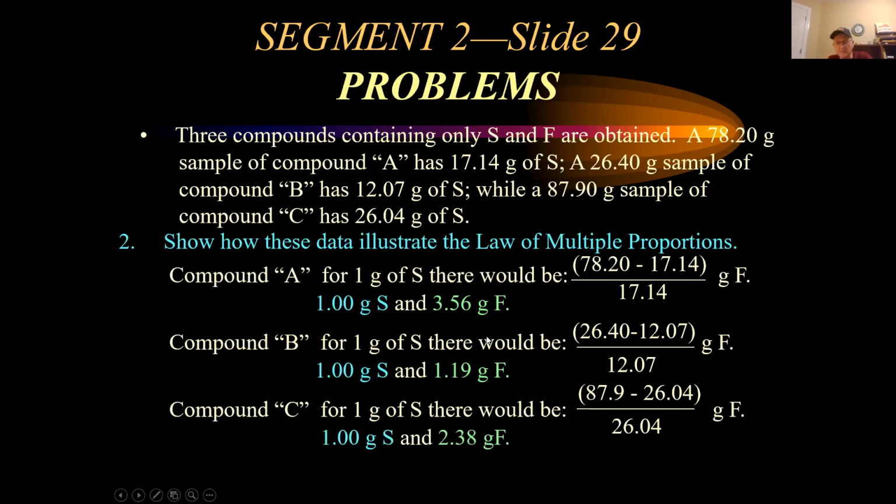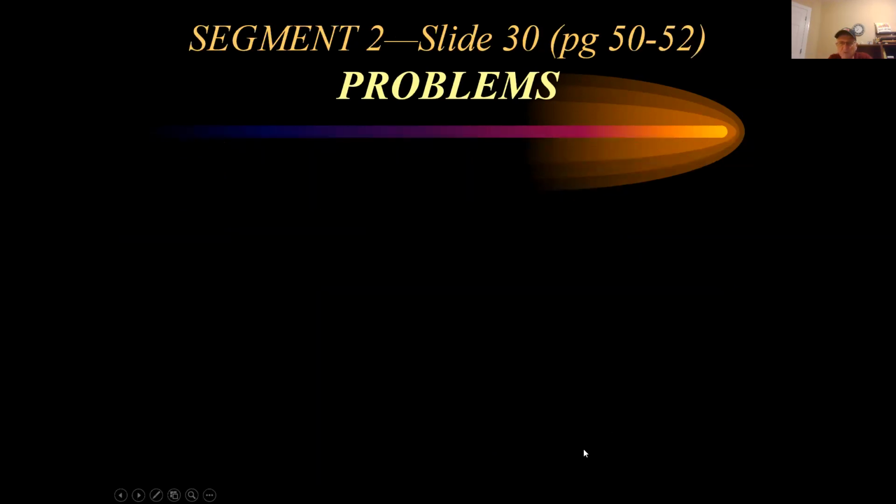So I can see that I've got 1 gram of sulfur in all 3 samples. This is the amount of fluorine in the 3 samples. The law says these numbers should divide to be whole number ratios. So if I go through and divide all of them by 1.19, if I divide 1.19 into 3.56, I get exactly 3. If I divide 1.19 by itself, I get a 1. If I divide 2.38 by 1.19, I get a 2. So these are in the ratio of 3 to 1 to 2, which is consistent with the law of multiple proportions.